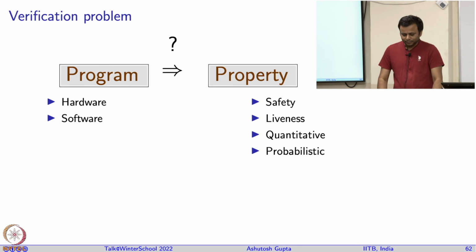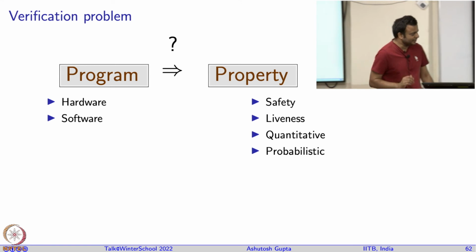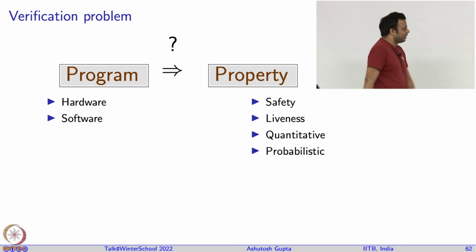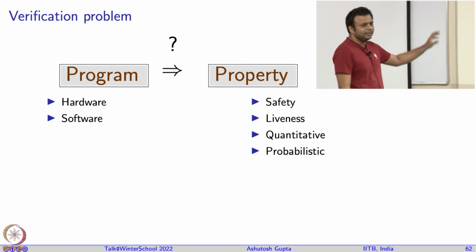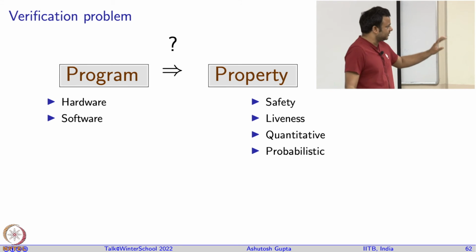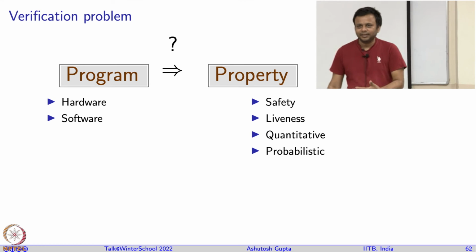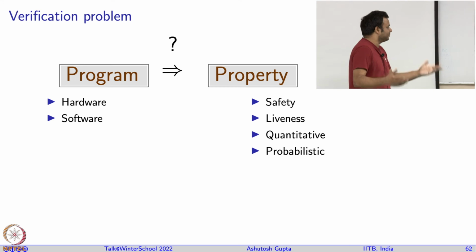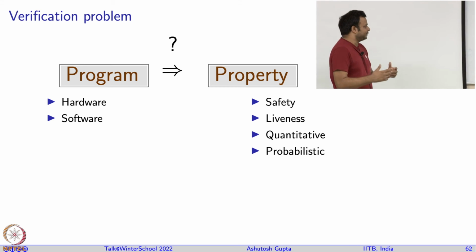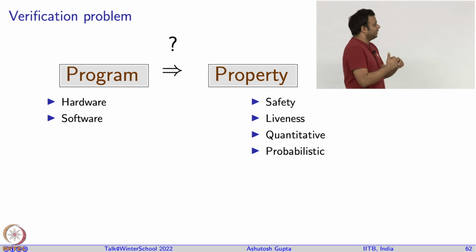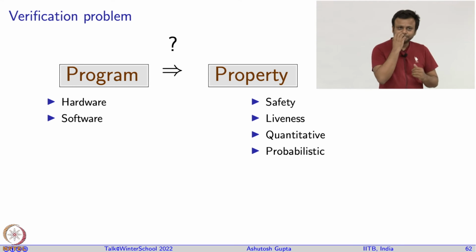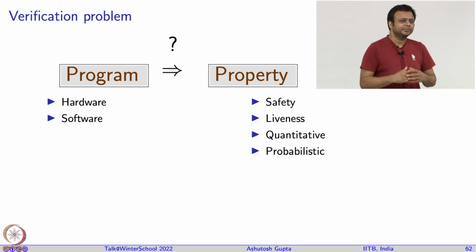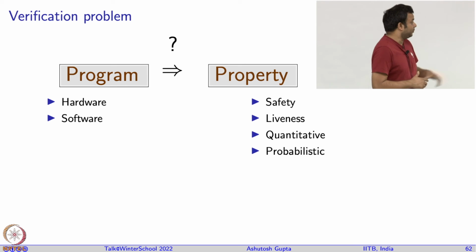So what is the verification problem in a nutshell? You have a program, and you are given a property. Sometimes it's called a specification. I've been calling it intent. There are many words for it, but mathematically it's some sort of statement. You can have liveness properties, safety properties, quantitative properties. Quantitative properties means you want the system to work probabilistically. Sorry, no, that's probabilistic.